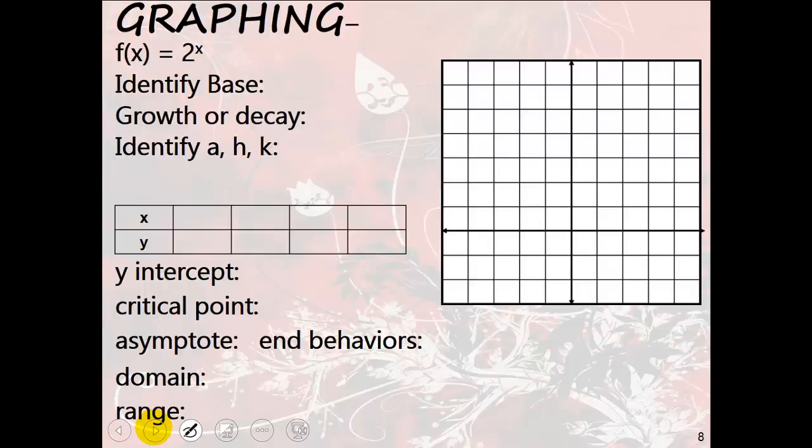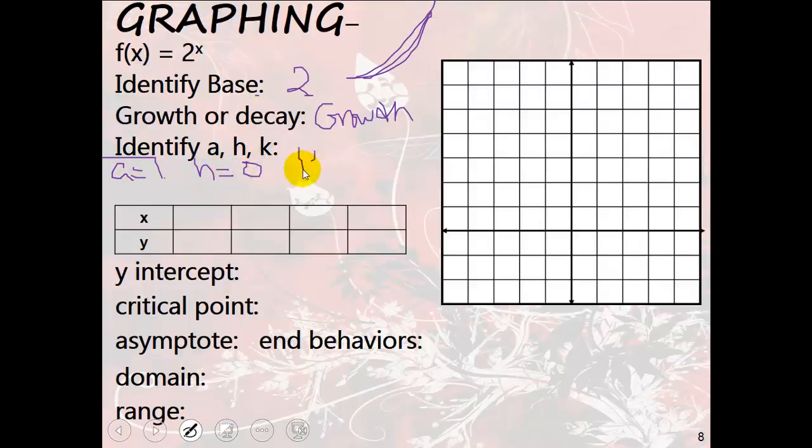So now we're going to actually go through some graphing. And the first one is f of x equals 2 to the x. So we're going to identify the base. It's 2. We're going to determine whether this is growth or decay, because it's going to tell us what direction it goes. This is growth. So that means I'm going to be swinging kind of up like this. Okay. A is equal to 1. H is equal to 0. K is equal to 0.